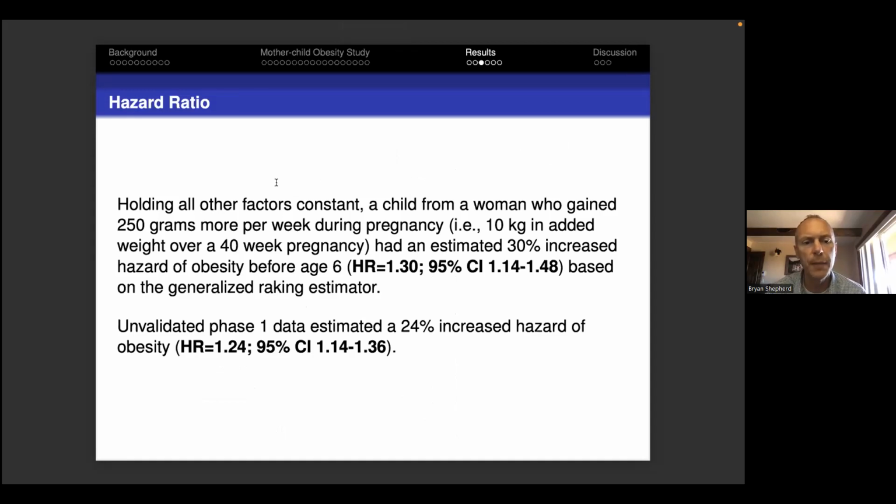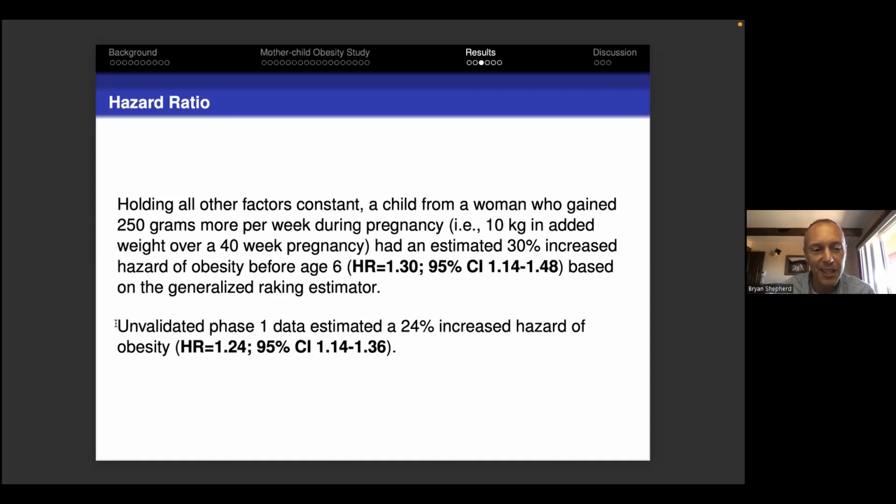So scientifically, what this means is, holding all other factors constant, a child from a woman who gained 250 grams more per week during pregnancy, which corresponds with 10 kilograms in added weight over a 40-week pregnancy, that woman had an estimated 30% increased hazard of obesity of the child. That woman had a child who had a 30% increased risk or hazard of obesity before age 6. So our hazard ratio is 1.3. There's our confidence interval. And this is using our generalized raking estimator that incorporates the data validation.